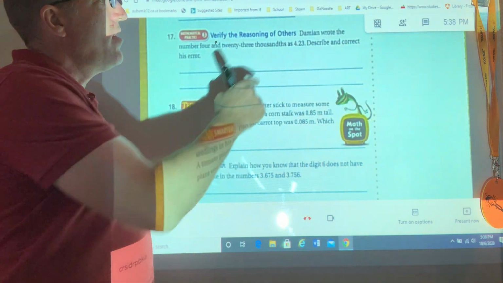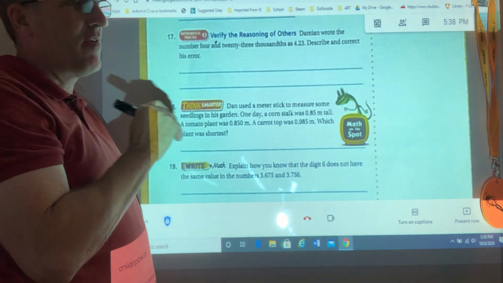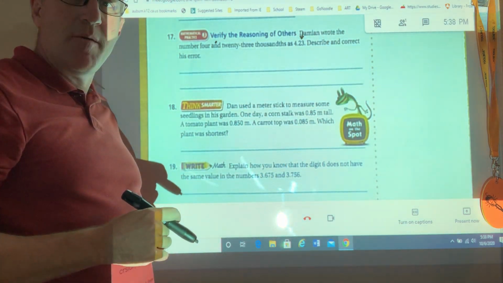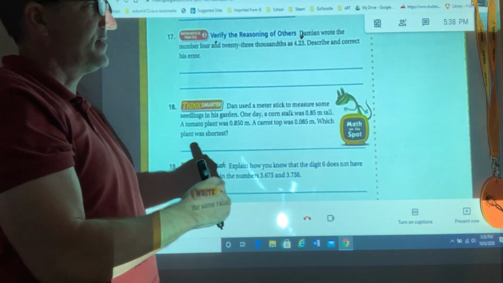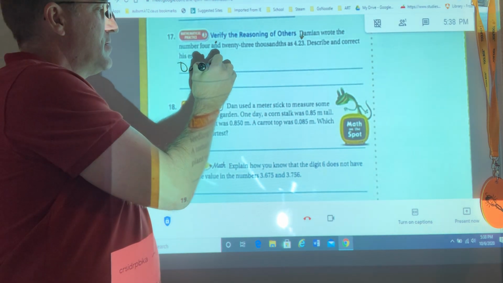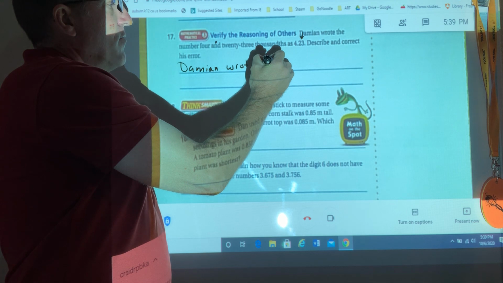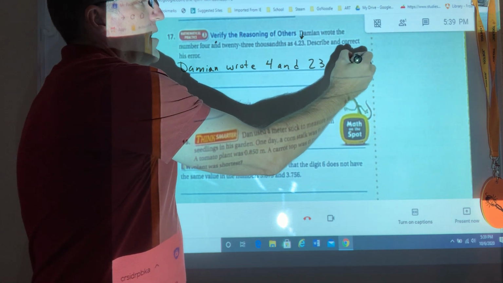Okay. And he wrote it as 4 and 23 what? Remember, we label it by the last digit. The last digit is in what place? It's 2 spaces from the ones. So it goes tenths, hundredths. So Damien wrote, we're going to write this way, 4 and 23 hundredths.